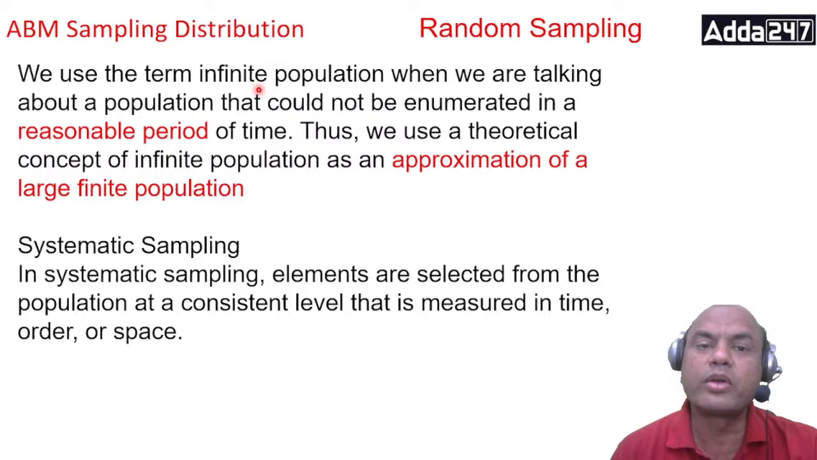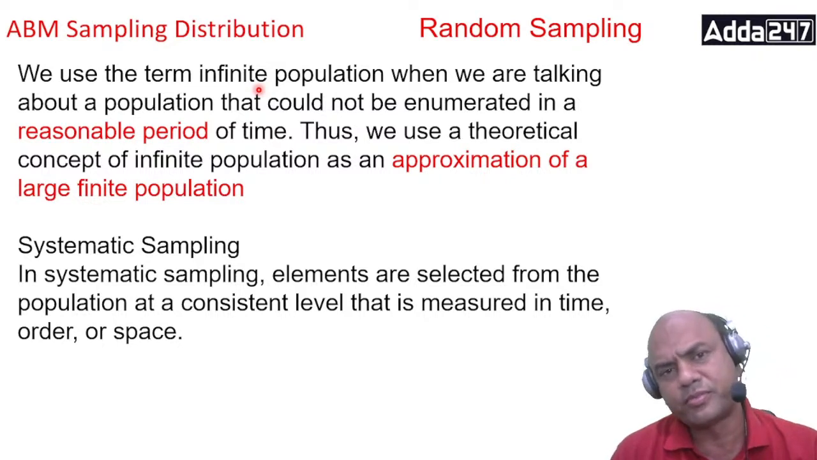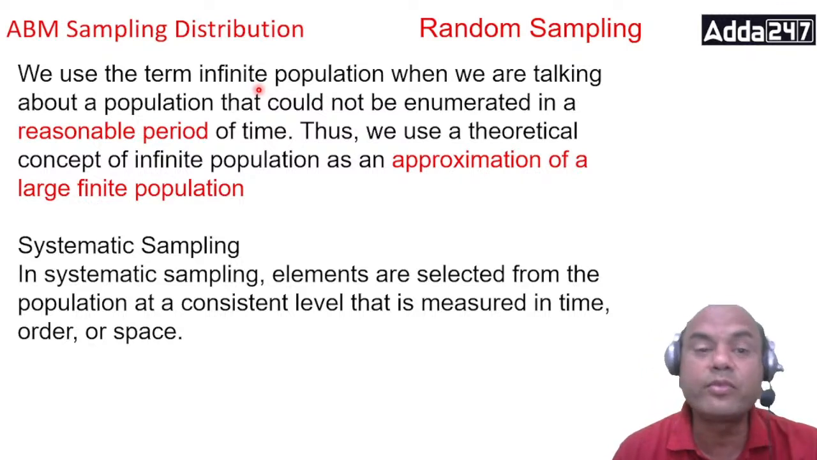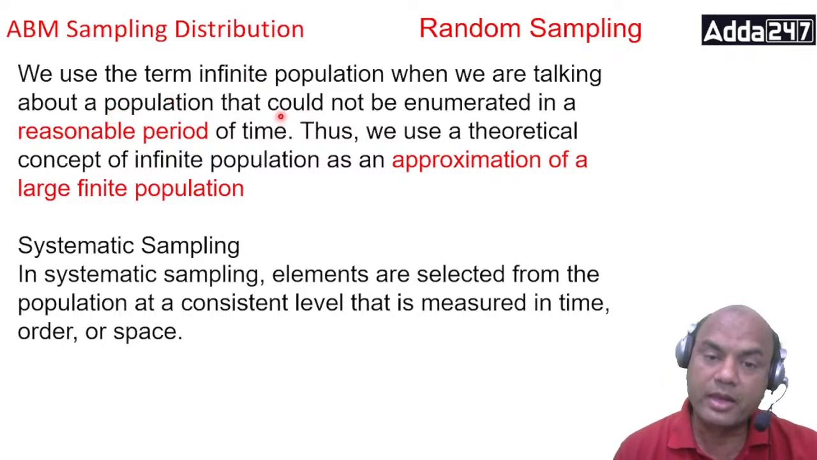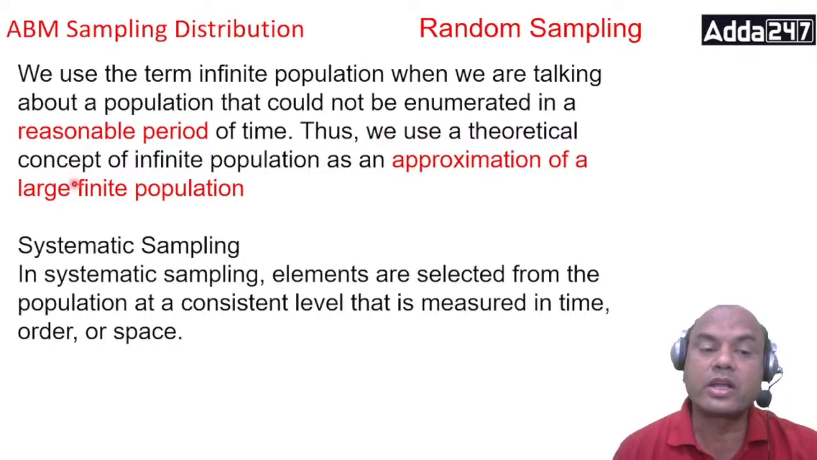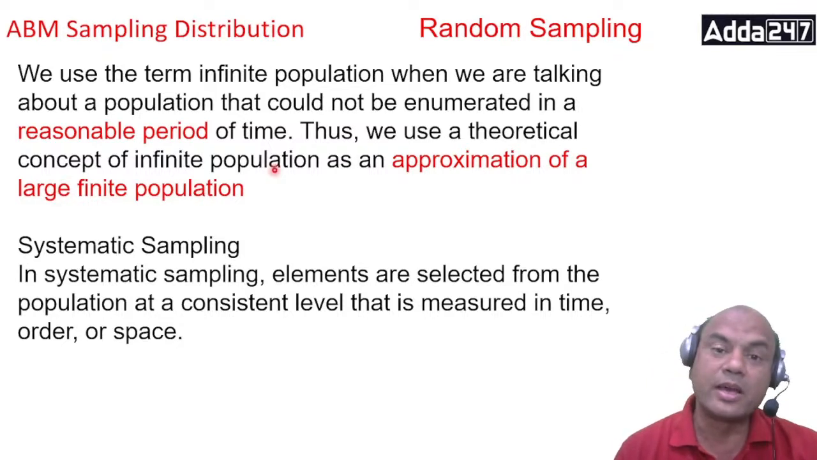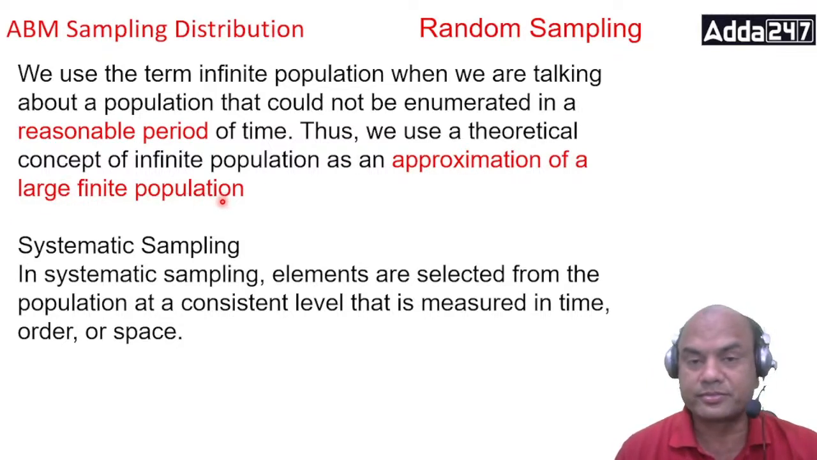Tomorrow I'll tell you, you go and count the entire population of the city wherever you live. Is it possible? That becomes infinite for you within a reasonable period of time. So it cannot be determined within a reasonable period of time, right? Thus, we use the theoretical concept of infinite population as an approximation of a large finite population. Got it?